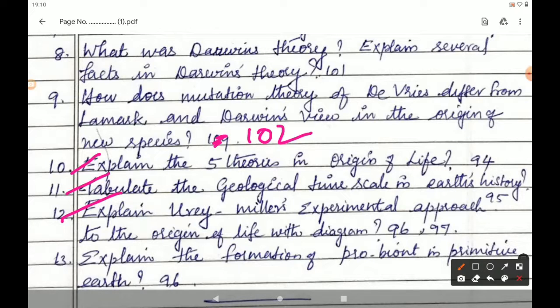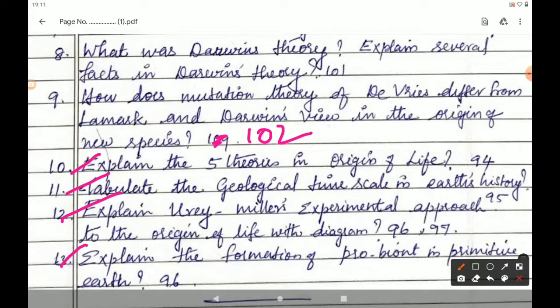Close the bracket. And also one picture diagram is given in figure 6.1 on page 97. You draw that diagram also. For the diagram there are 3 marks, and for the written part only 2 marks. So you must draw the diagram. The next question: explain the formation of protobionts in primitive earth.